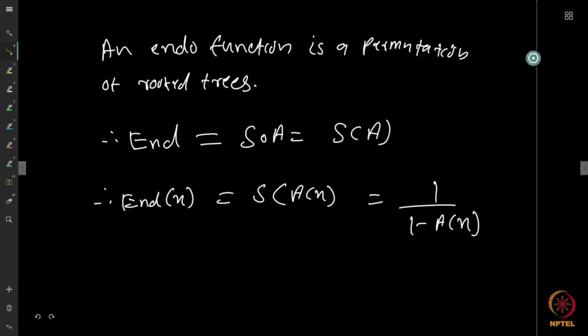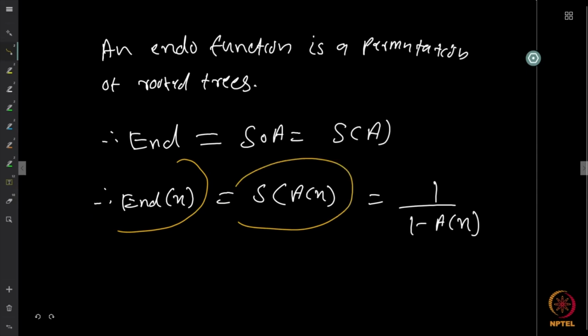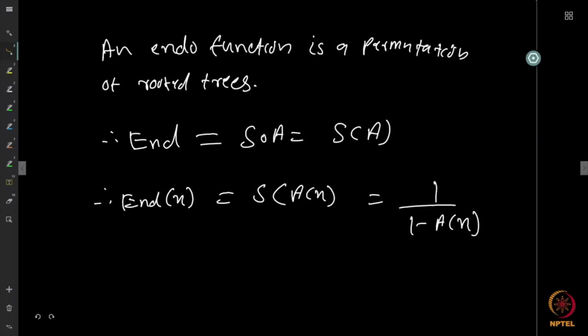So we get that the species of endofunctions is the composition of S and A, S of A. As a consequence, End of x is equal to S of A of x. And what is A of x, we don't know, but S of x is 1 by 1 minus x, so it is going to be 1 by 1 minus A of x. So if you find out what A of x is from the earlier part using Lagrange inversion, we can also find End of x using this.